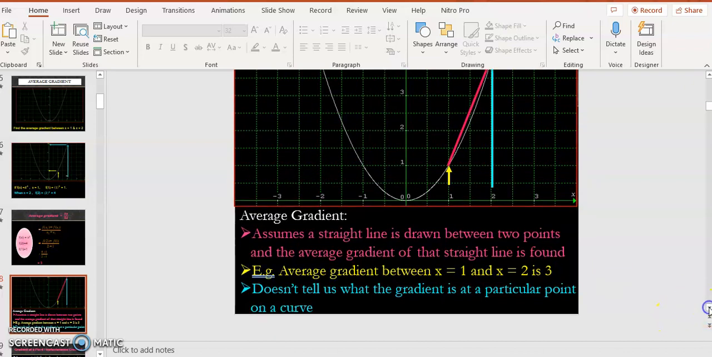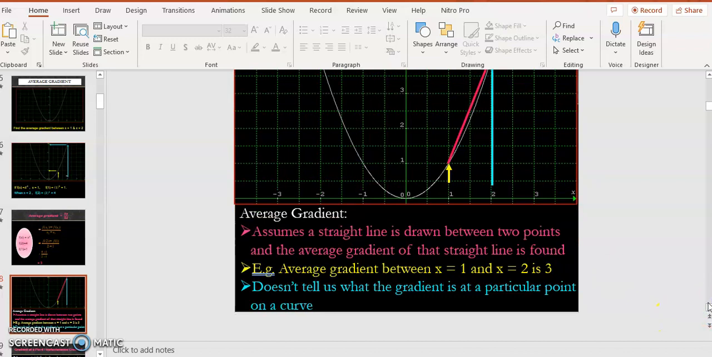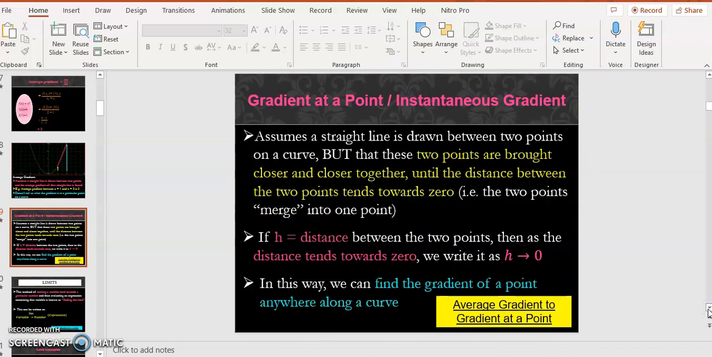Okay, now it assumes a straight line is drawn between 2 points on a curve, but that these 2 points are brought closer and closer together until the distance between the 2 points tends to 0. So we have 2 points on the graph, a point here and a point there, and you bring them together close to each other and you have only 1 point. The 2 points merge into 1 point.